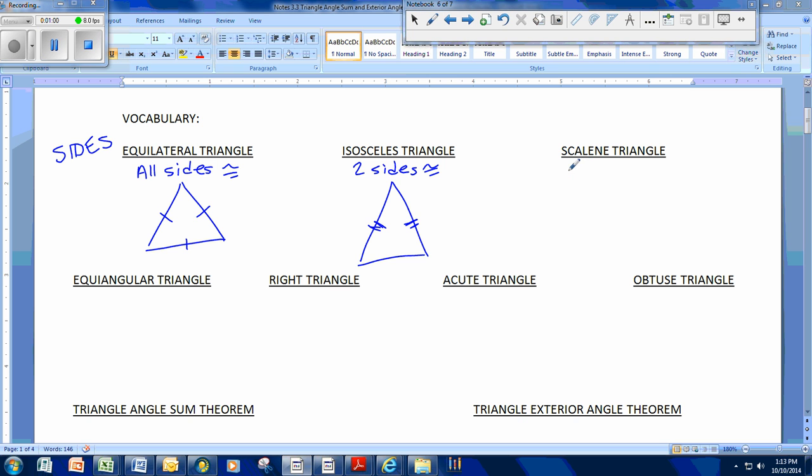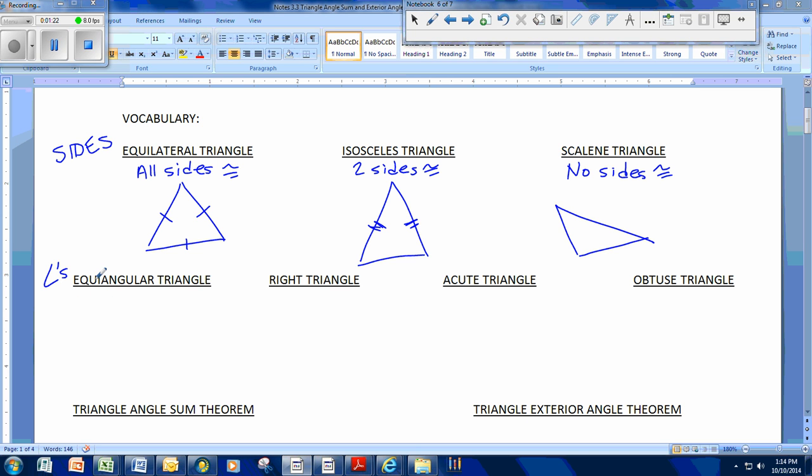Next, we have a scalene triangle. In a scalene triangle, no sides are congruent, meaning all three of the lengths are totally different, okay? The other way to classify triangles are by the angles, okay?